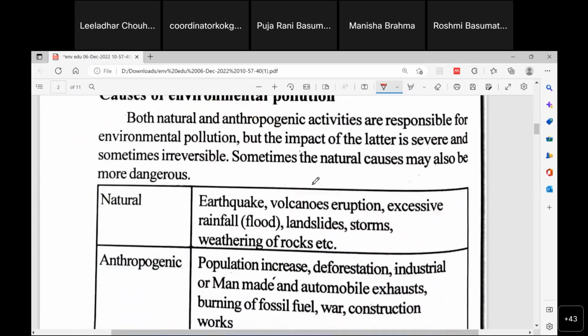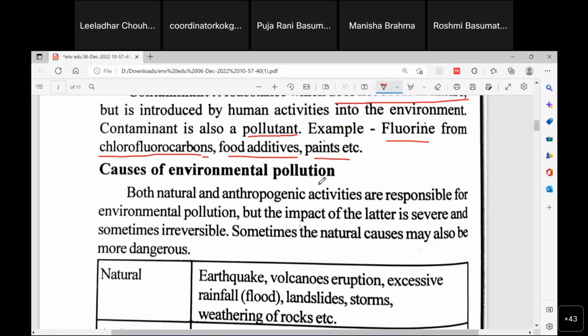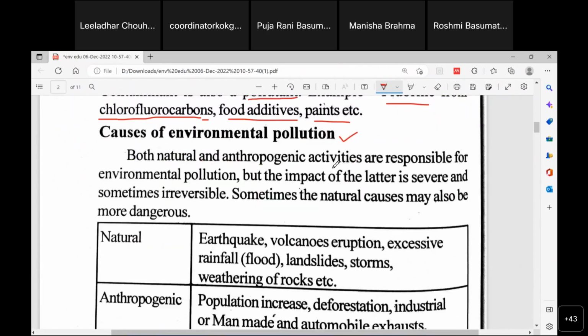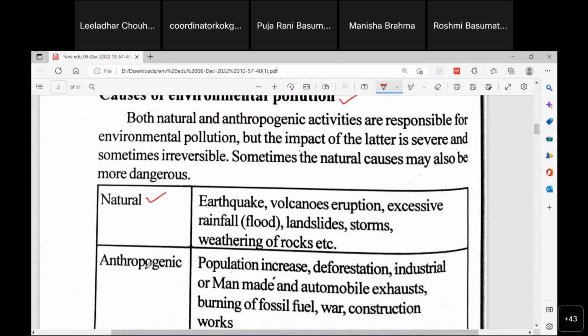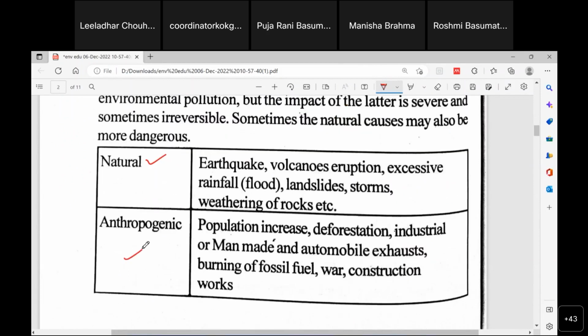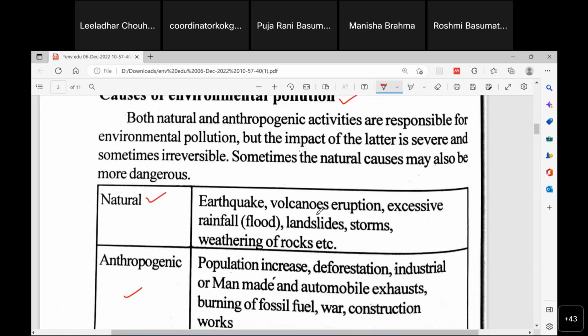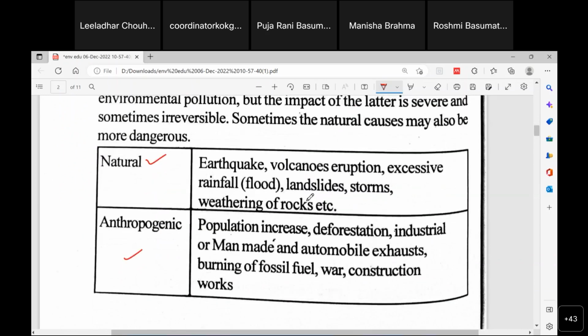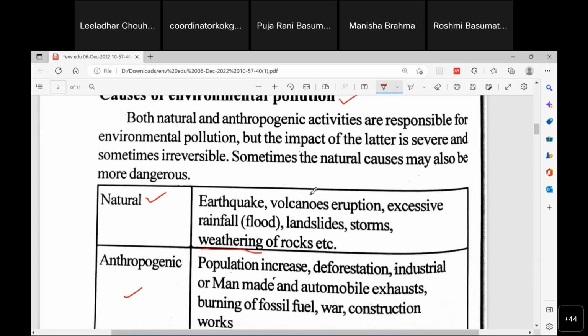Now let us go and see the causes of environmental pollution. We have discussed pollutants, what is environmental pollution, then comes the causes of environmental pollution. There are two types, one is natural, one is anthropogenic, that I already told. Natural means earthquake, volcanic eruption, excessive rainfall, landslides, storms, weathering of rocks. Weathering means degradation of rocks with time. A volcano, for example, will release sulfur dioxide into the atmosphere and different gases will come during volcanic eruption.